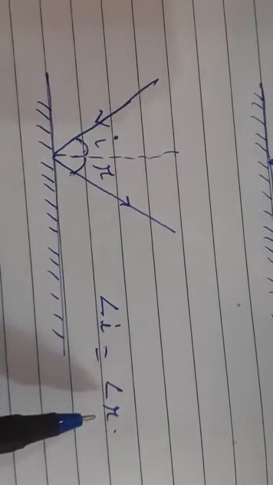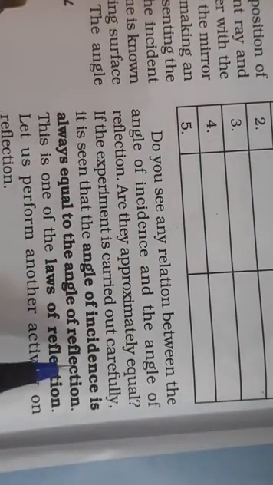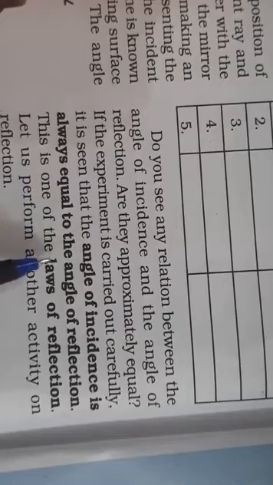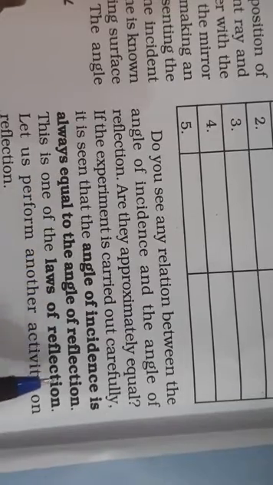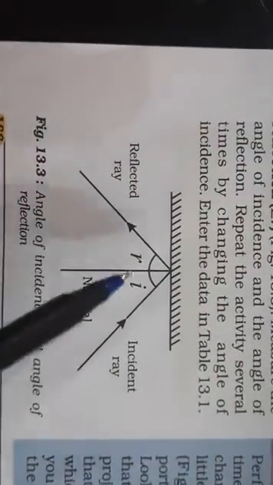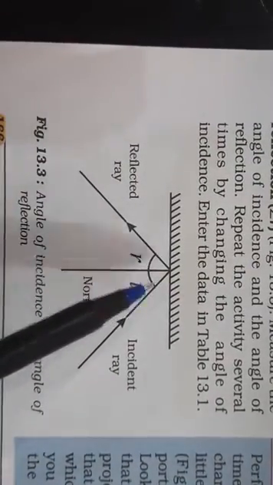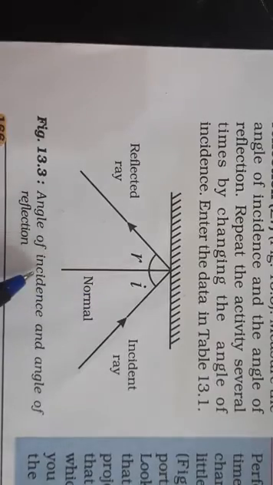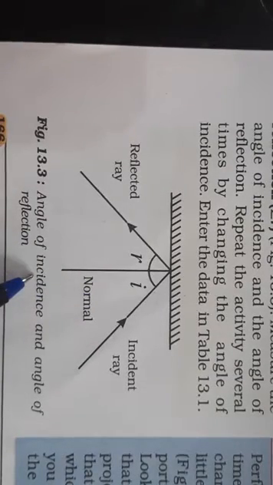This is the first law of reflection. So what is the first law of reflection? The first law of reflection is that the angle of incidence is always equal to the angle of reflection. This is what we have seen.